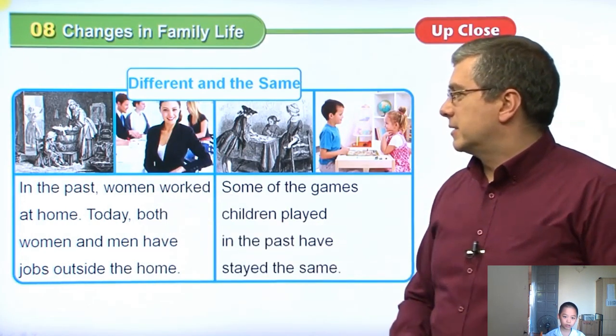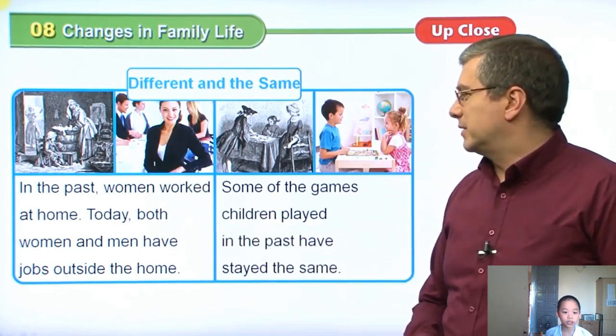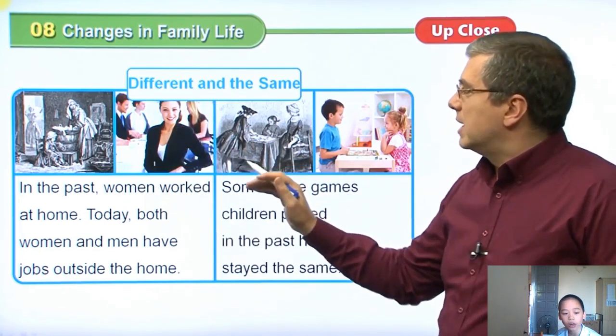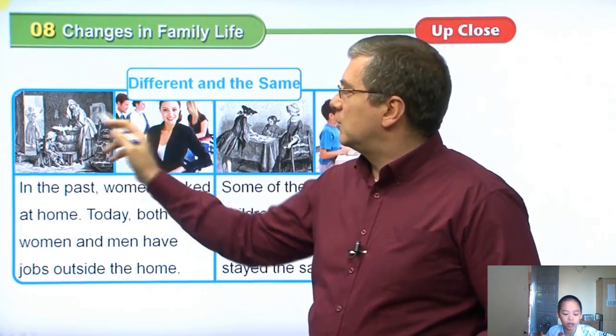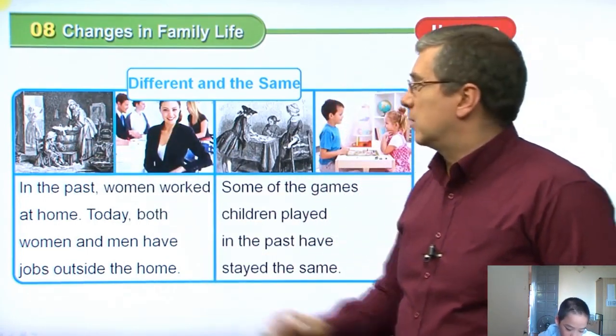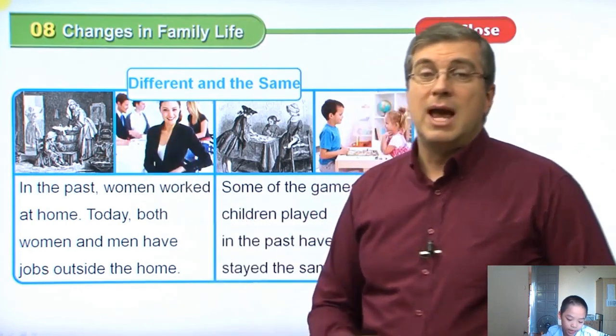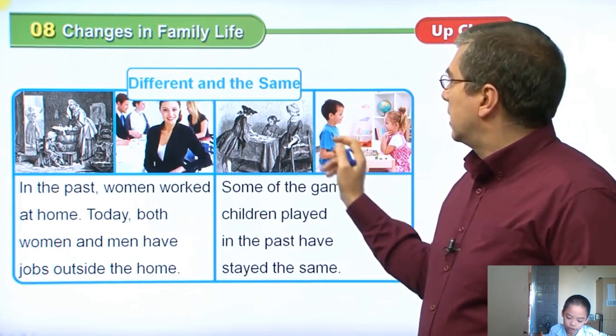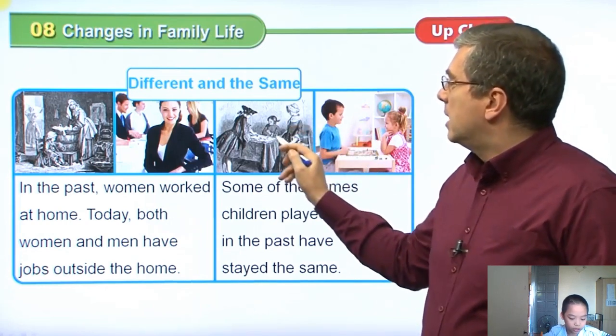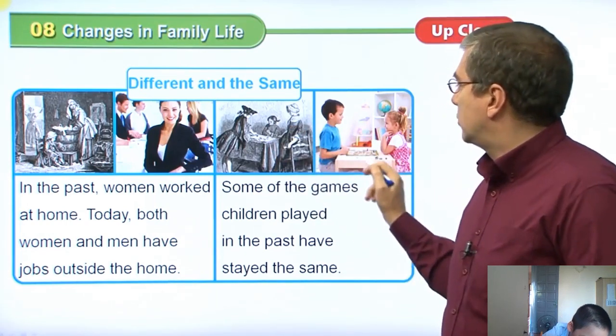Okay, so let's go to our different and the same. In the past, women worked at home. Today, both women and men have jobs outside the home. Okay, so that is our sentence. This is like our reading, but the reading will be longer and not short like this. Okay, what is the problem with this one?